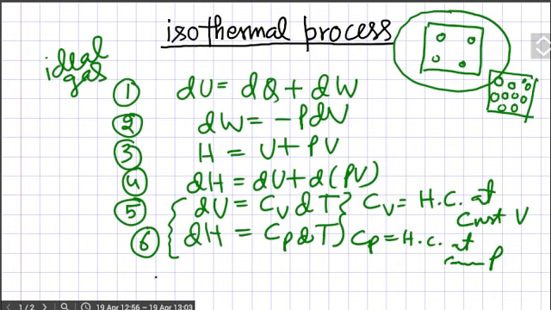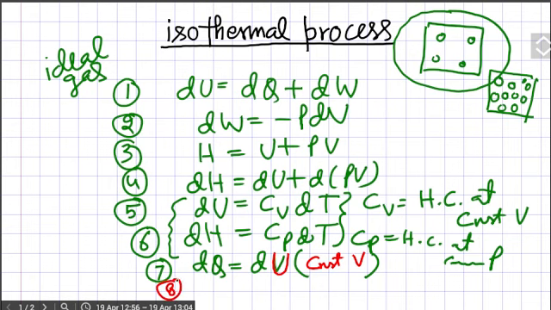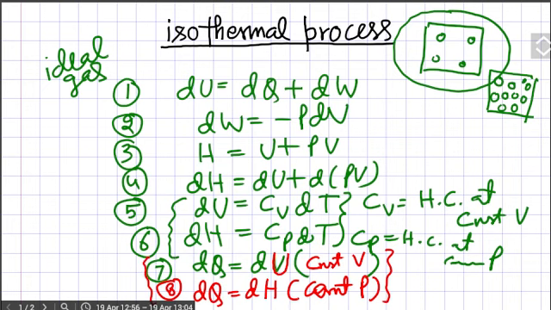And number 7 is dQ is equal to dU. Very important point: this is true only for a constant volume process, not for all processes. Number 8 is dQ is equal to dH. It is only for a constant pressure process, even if you are taking ideal gas. So take care of these two formulas when you are calculating heat. You can use this formula only for constant volume, and this one only for constant pressure.